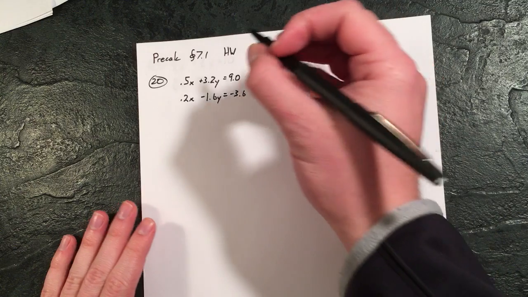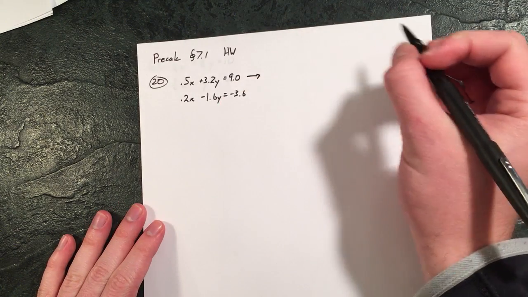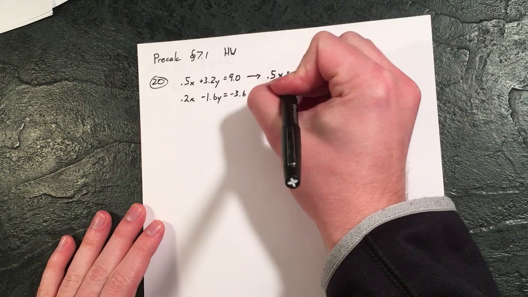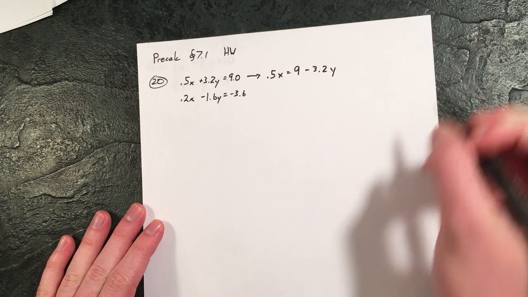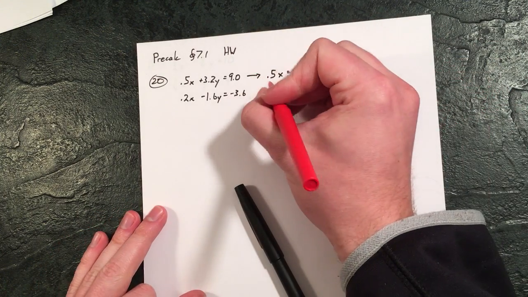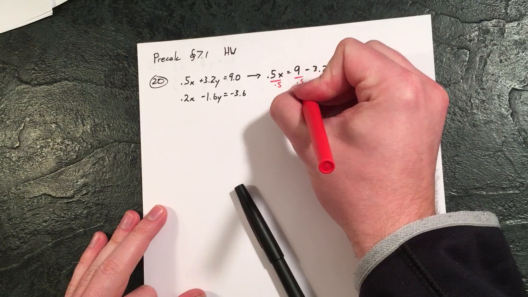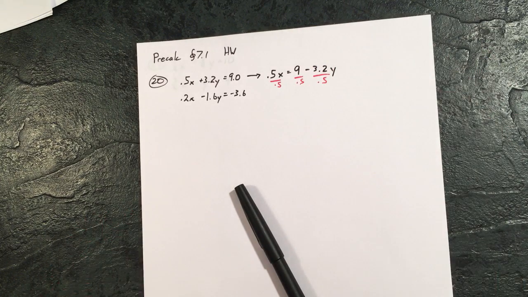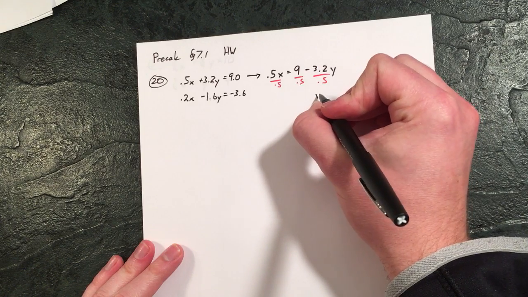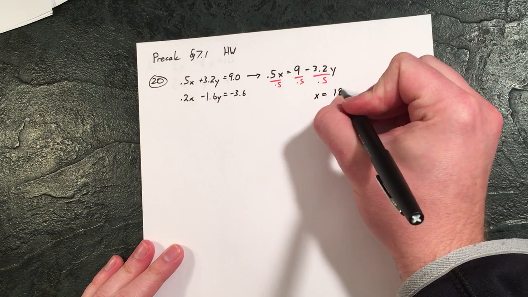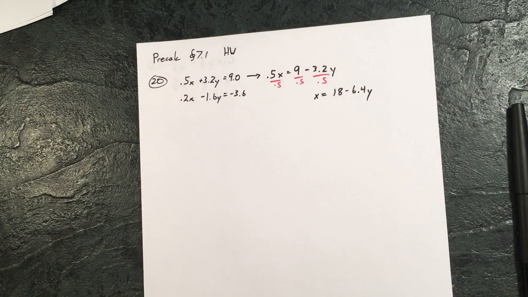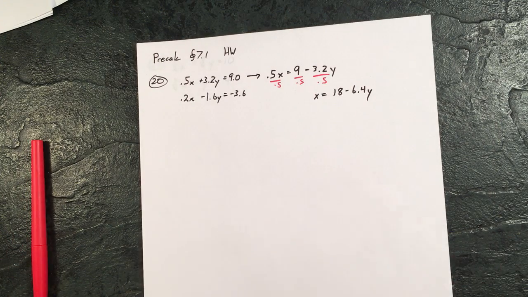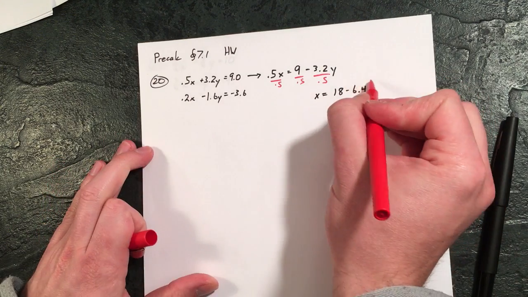I think it doesn't really matter, so I'm going to pick this top one and solve for x. If we divide everything by 0.5, that's essentially the same thing as multiplying all these numbers by 2. So we have here that x equals 18 minus 6.4y. We can substitute that back into the other equation here.